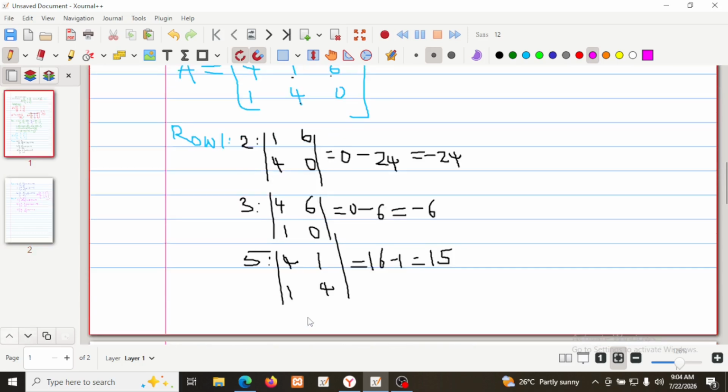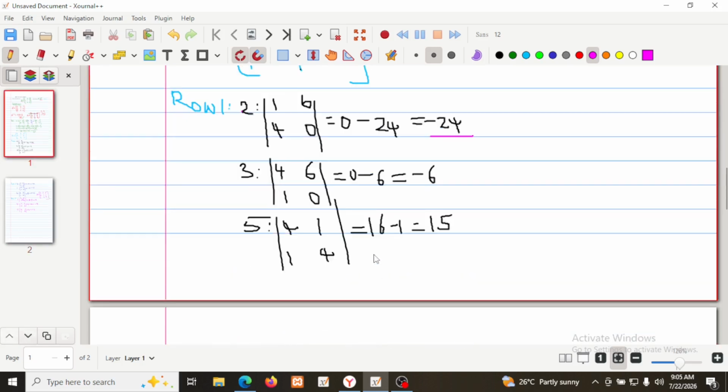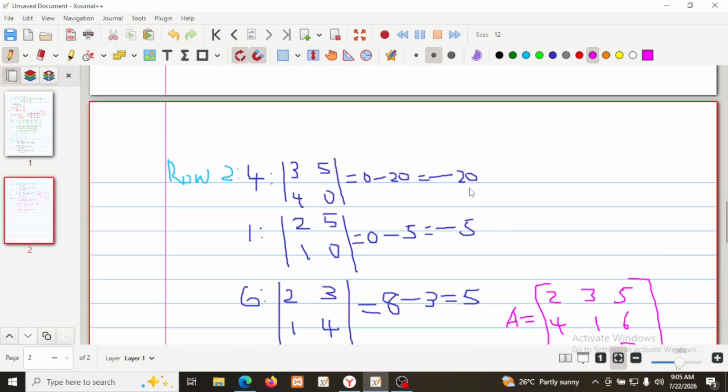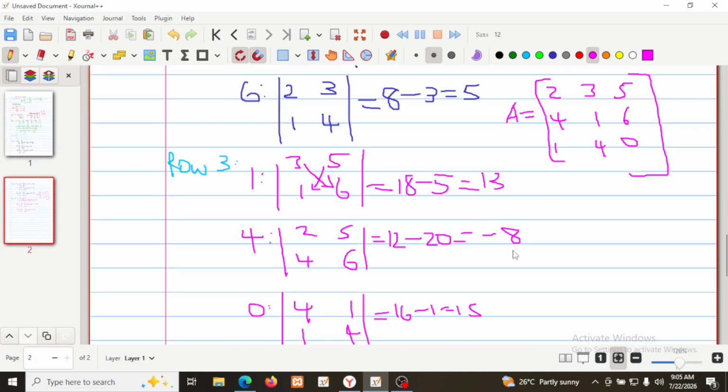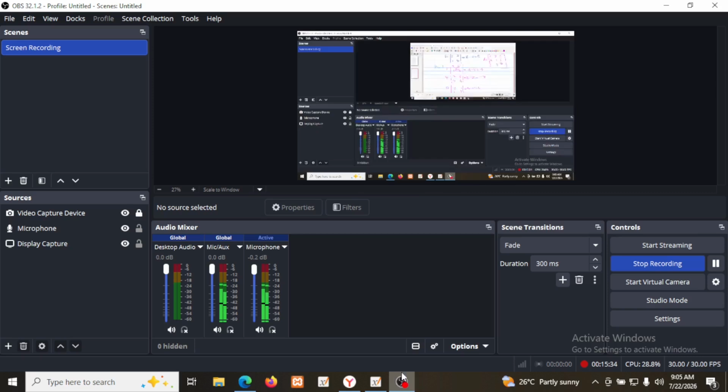So replace each element. In place of 2 we place negative 24, in place of 3 we place negative 6 and 15, like that. So we will have negative 24, negative 6, 15 for the first row, then negative 20, negative 5, 5 for the second row, then 13, negative 8, 15. Let me confirm.